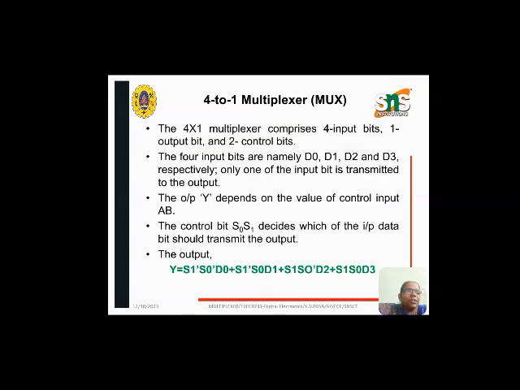So the output equation can be written as S1 bar S0 bar D0 plus S1 bar S0 D1 plus S1 S0 bar D2 plus S1 S0 D3. So here S1 and S0 determine the selection input values.